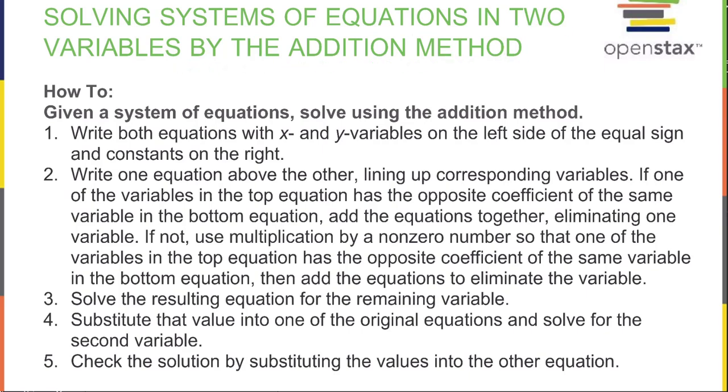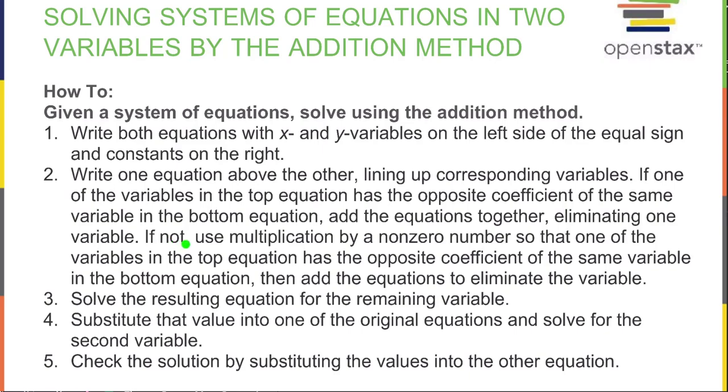So the first thing we're going to do is write both equations with the x and y variables on the left side of the equal sign and constants on the right. Once we do that, we're going to write one equation above the other, lining up corresponding variables. If one of the variables in the top equation has the opposite coefficient of the same variable in the bottom equation, we can just add the equations together and that will eliminate one of the variables. Because if you think about it, if the coefficients are the same but opposites, like 2 and -2, then that would cancel when you add them together.